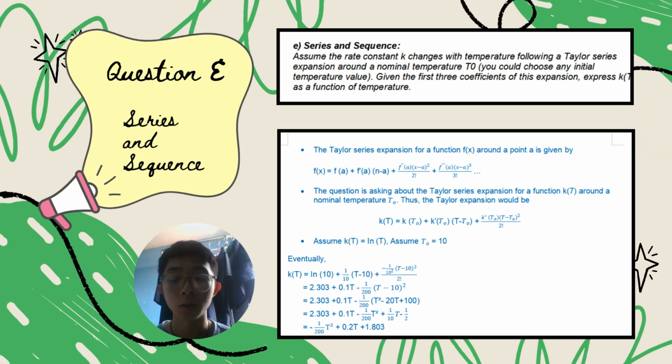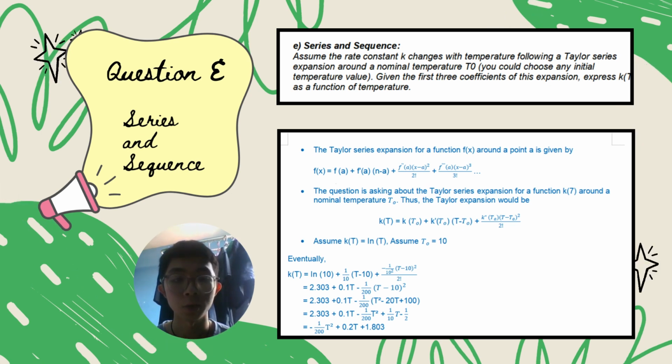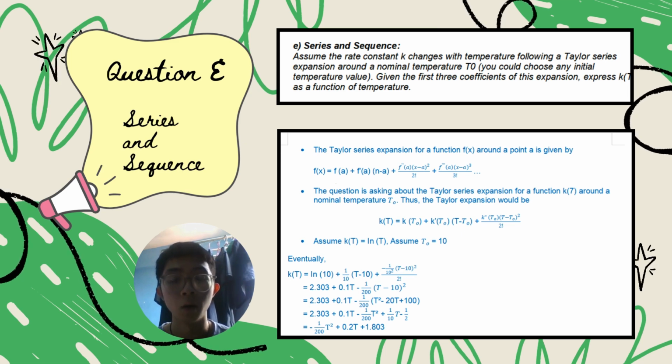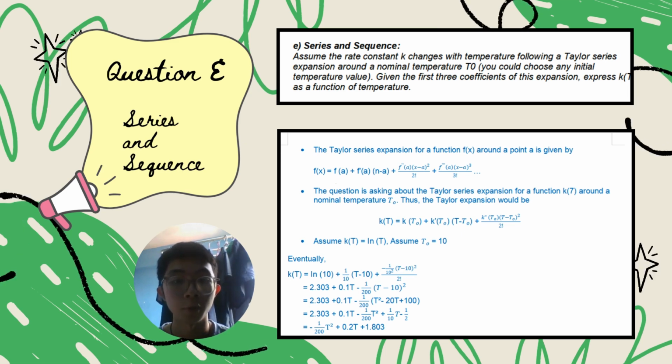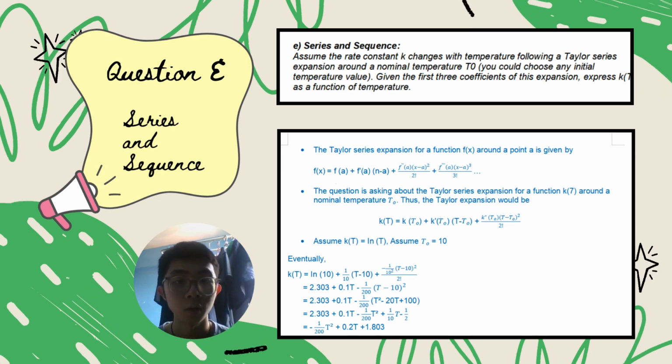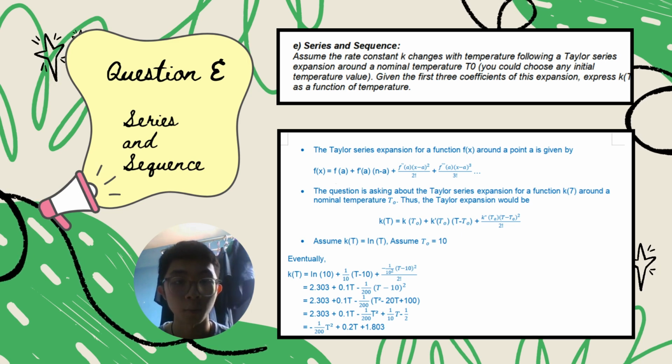So the question is first asking us to assume the rate constant changes with temperature following a Taylor series expansion around a nominal temperature. For this nominal temperature, I could choose any initial temperature value. Then, given the first three coefficients of this expansion, I must express k(T) as a function of temperature.